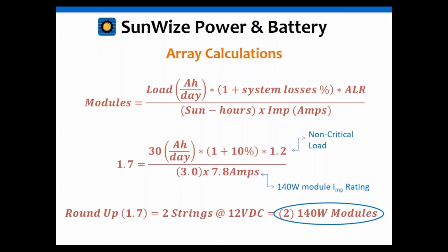We're going to divide by that 3 sun hours a day, and also by 7.8 amps. In this case we decided to use a 140 watt module, so the current at peak power for the 140 watt module is 7.8. If you multiply that out, you're going to come up with 1.7. And again, you have to round up to the next whole number, so you have to use 2 strings. So it's going to be 2 140 watt modules in parallel that are needed to support that load.